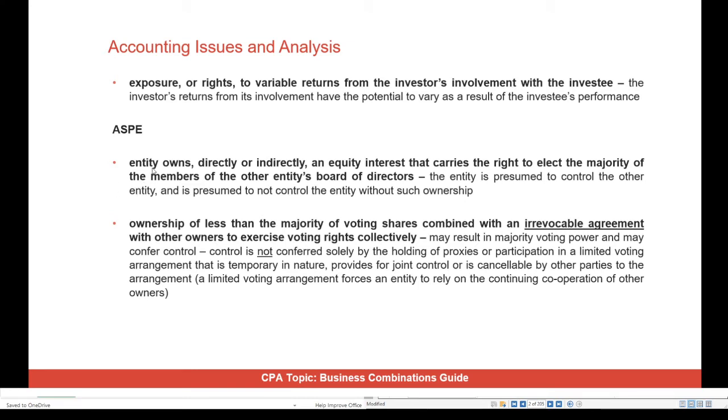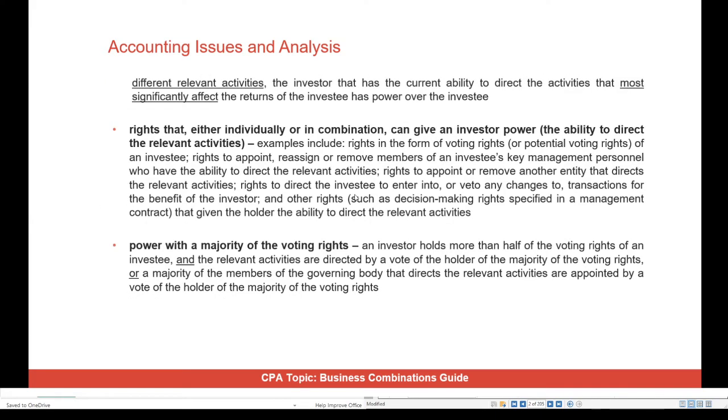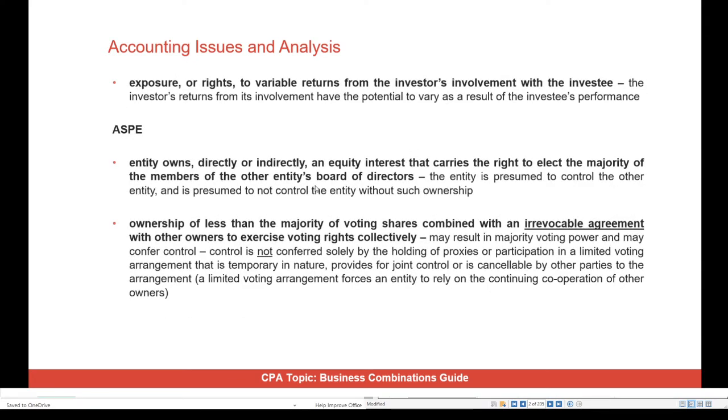ASPE, the entity owns directly or indirectly the right to elect the majority of the members. So you can see in IFRS there wasn't really that same thing, but as defined in the same way, it's still, I would still consider it as part of the same case facts, okay? There's really no real major difference.